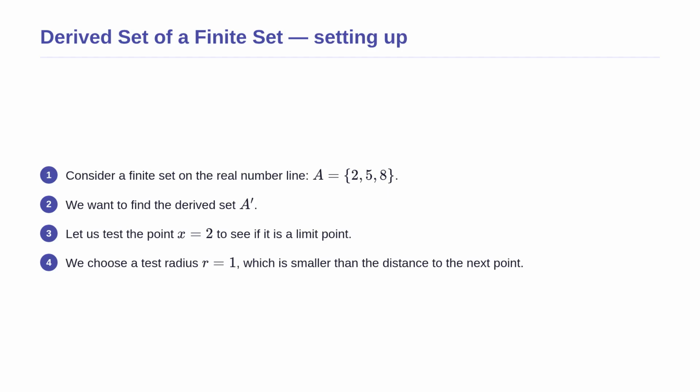Before we move on, let us see this with a concrete example to build our confidence. We are given a finite set of numbers on the standard real number line. The set A consists of the numbers 2, 5, and 8. Our goal is to find the derived set of this specific collection of isolated points. To do this, we need to check if any point on the number line has points of A crowding infinitely close to it. Let us test the point 2 to see if it is a limit point. We start by choosing a specific radius for our test bubble. We pick a radius of 1 because it is smaller than the distance between 2 and the next closest point, which is 5.